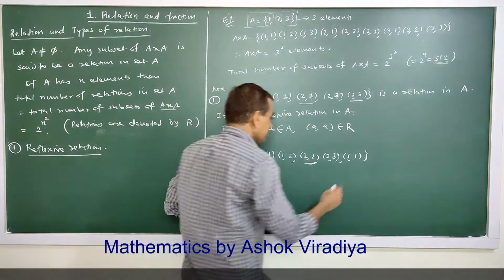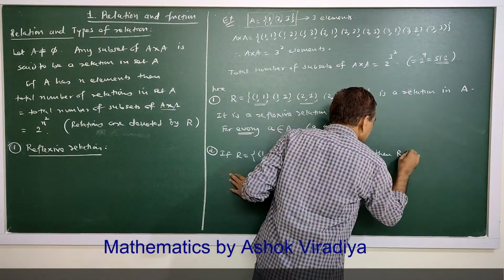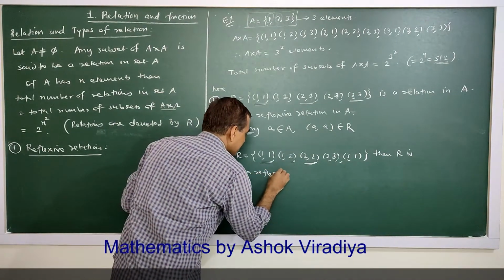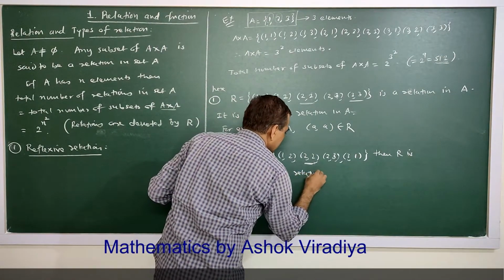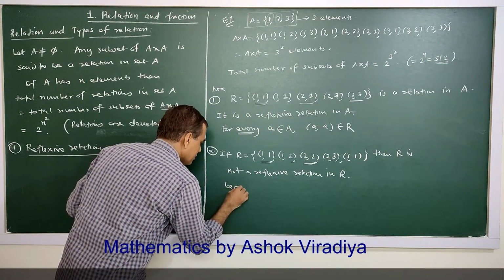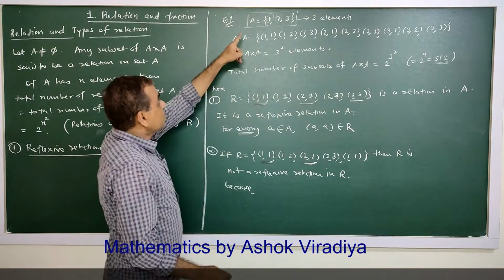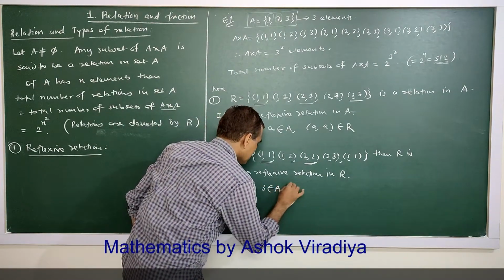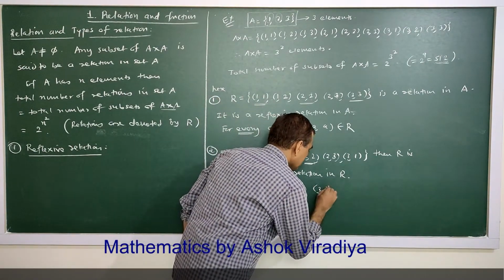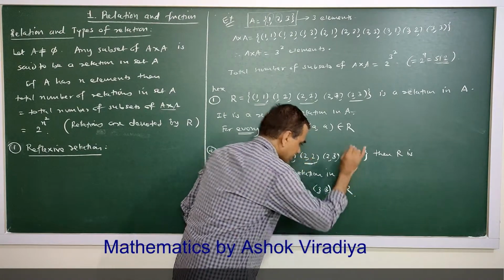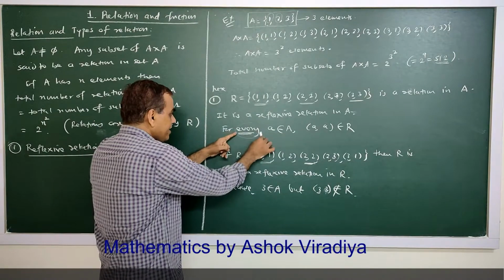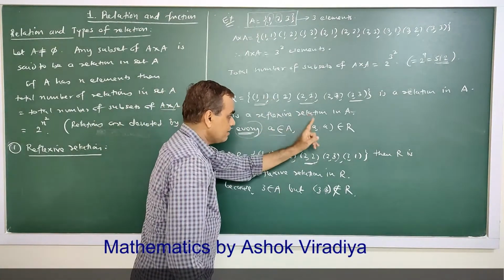So this relation is not a reflexive relation in R, because 3 belongs to A, but (3,3) does not belong to R. So this word is very important. Every A belonging to A, its doubling must be in R.